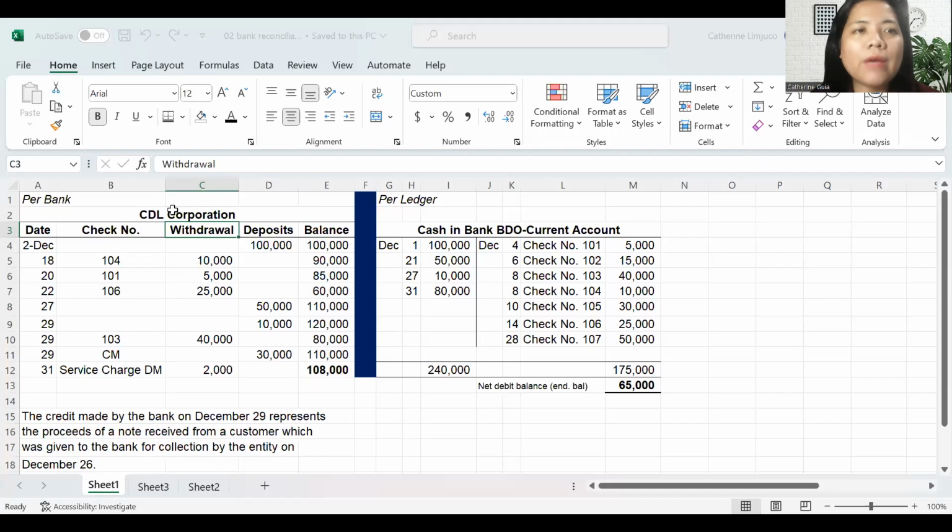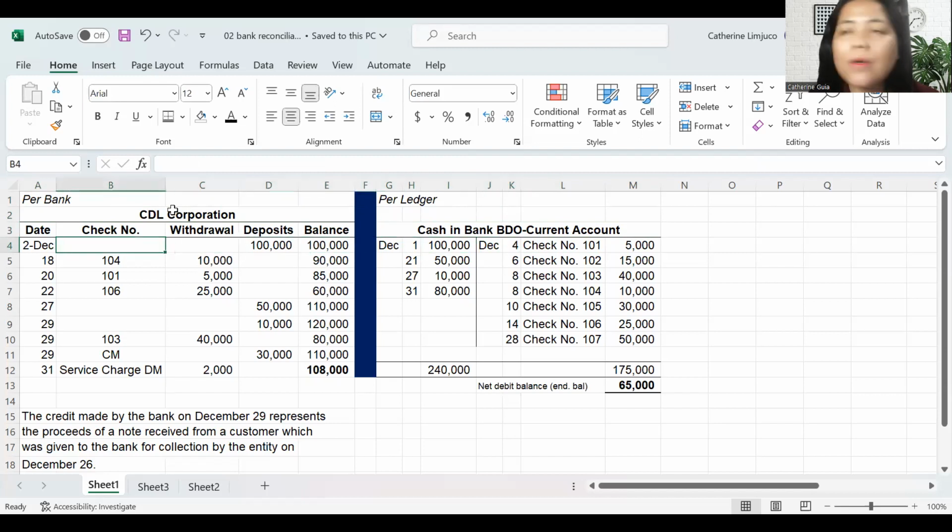Let us now proceed with the Excel file because it will be easier to perform bank reconciliation using Excel. Okay. So we have here our cash in bank per bank statement and per ledger. Let's start with the per ledger. As mentioned, we have here the debit side and credit side. The debit represents our collections and our credit side represents disbursements through check.